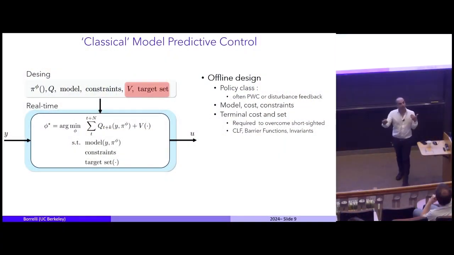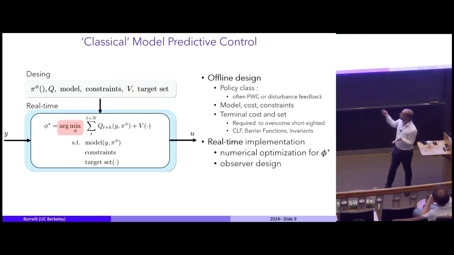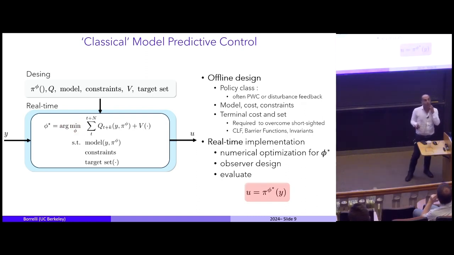I usually play with the controller in real time, that's what everyone in this field is familiar with. You need an optimizer to solve for the best policy parameters, given all the constraints and the model you design offline. In general, you also need an observer, because this is a state feedback model, so you need something that allows you to go from output Y to a state. Once you have solved the optimization problem, you have your policy and your control input.